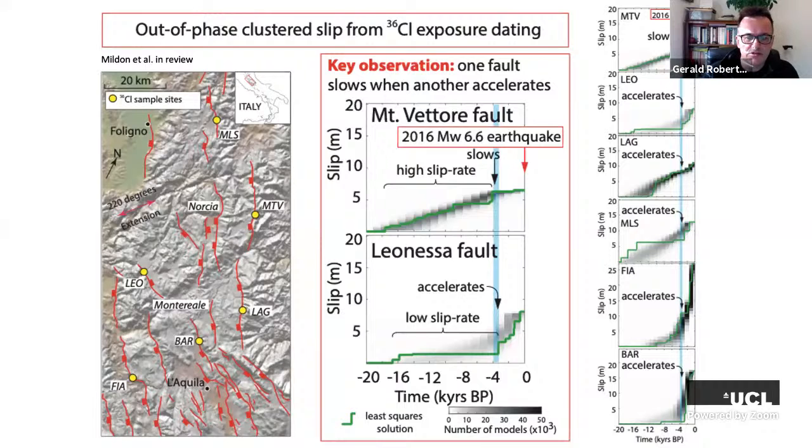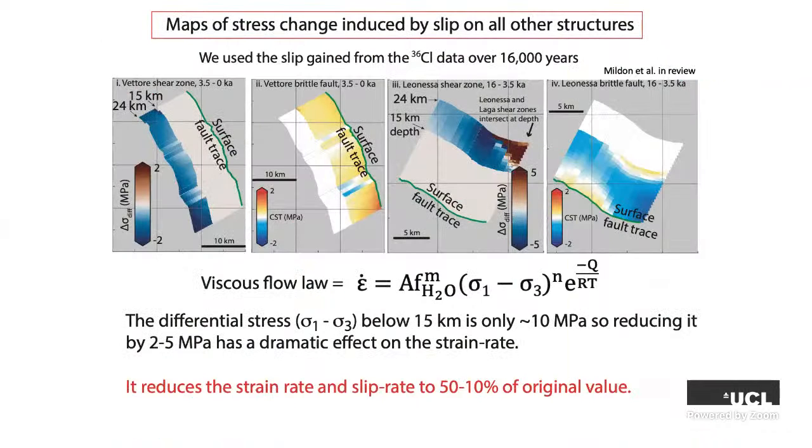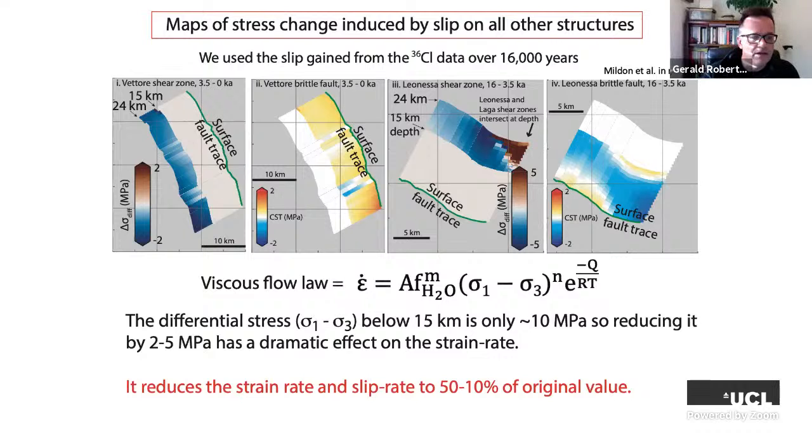So let's use the slip in these clusters to model the stress. Next slide, please. The left-hand panel is the important one. Can you see that the shear zone on the Monte Veteri fault between 15 and 24 kilometers has had almost -2 MPa of differential stress change? Okay, so that is huge because the differential stress in the lower crust is about 10 MPa. That's widely accepted. You may recall the famous Christmas tree diagram with very low stresses in the lower crust. So that will reduce the strain rate by between 50 and 10% of the original value, depending on what number you use. Next slide, please.